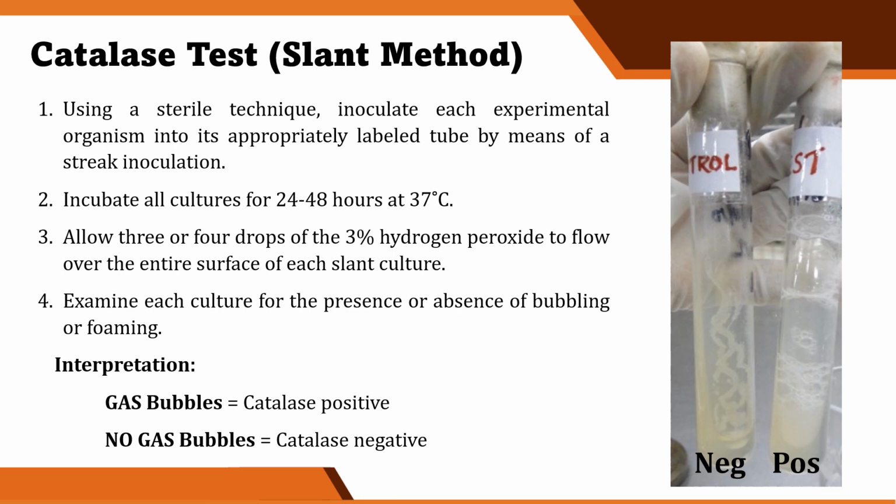And then after that, allow 3 or 4 drops of the hydrogen peroxide to flow over the entire surface of each slant culture. So, ang titingnan natin dito is also the absence or the presence of the gas bubbles. Ito yung positive result natin, nagkaroon siya ng bubbling. And then, yung negative result natin is parang wala lang nangyari. Okay? So, yun yung ating slant method.